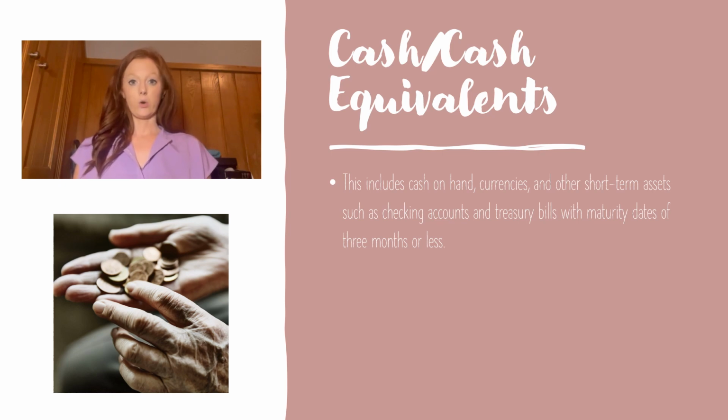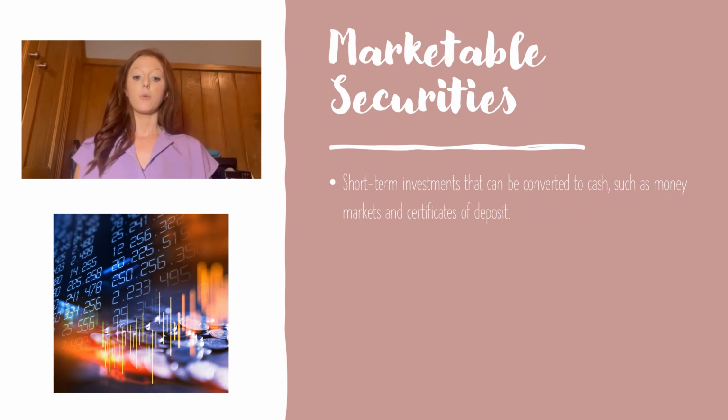There are many categories of current assets. So what are they? The first one that we're going to talk about is cash or cash equivalents. This includes cash on hand, currencies, and other short-term assets such as checking accounts and treasury bills with maturity dates of 3 months or less. Number 2 is marketable securities. These are short-term investments that can be converted to cash such as money markets and certificates of deposit.